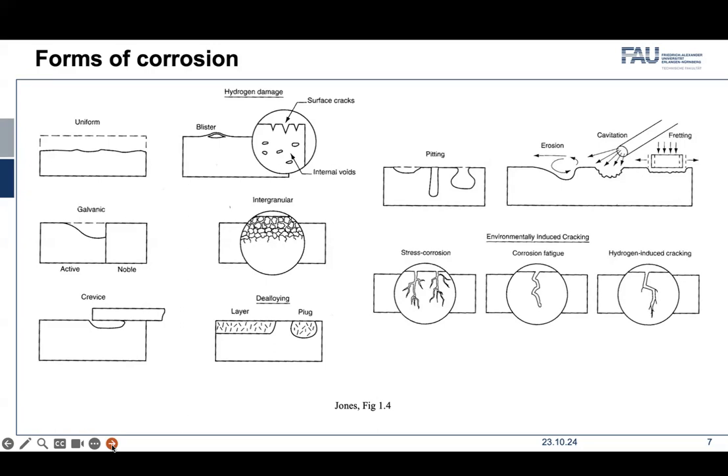So I discussed the micro galvanic effect and the macro galvanic effect, but galvanic corrosion can also happen at the atomic level. If you have a brass alloy, which is a copper-zinc alloy, where copper is the more noble element and zinc is the less noble element, they are not forming any precipitates. They are still in complete solid solution, and the atoms are randomly distributed.